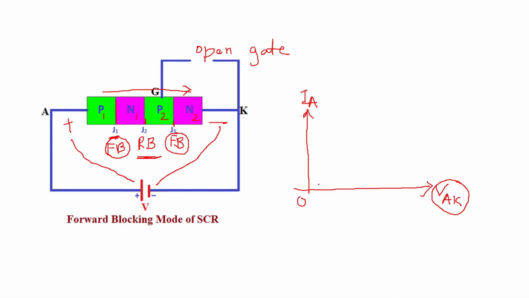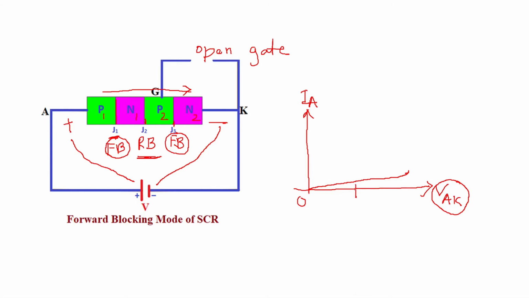Once you apply this voltage, because the first junction is forward biased, the second junction is reverse biased, and the third junction is forward biased, the graph is going to remain here only. There will be no flow of current. There will be a small leakage current as you go on increasing the voltage. There will be a small leakage current here.